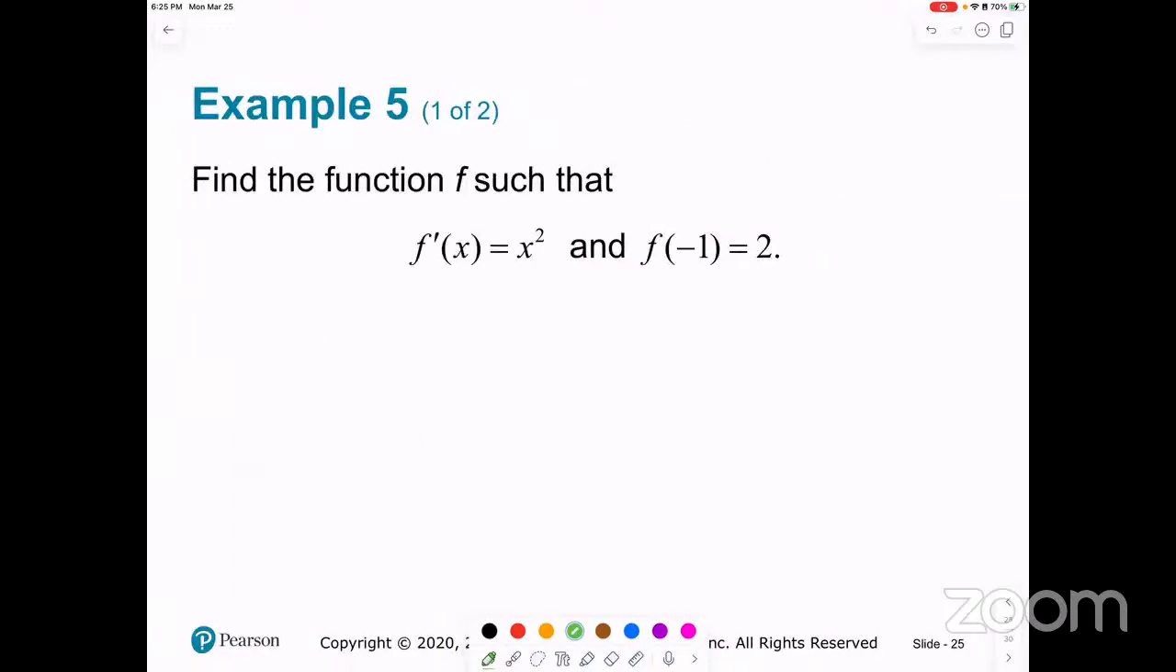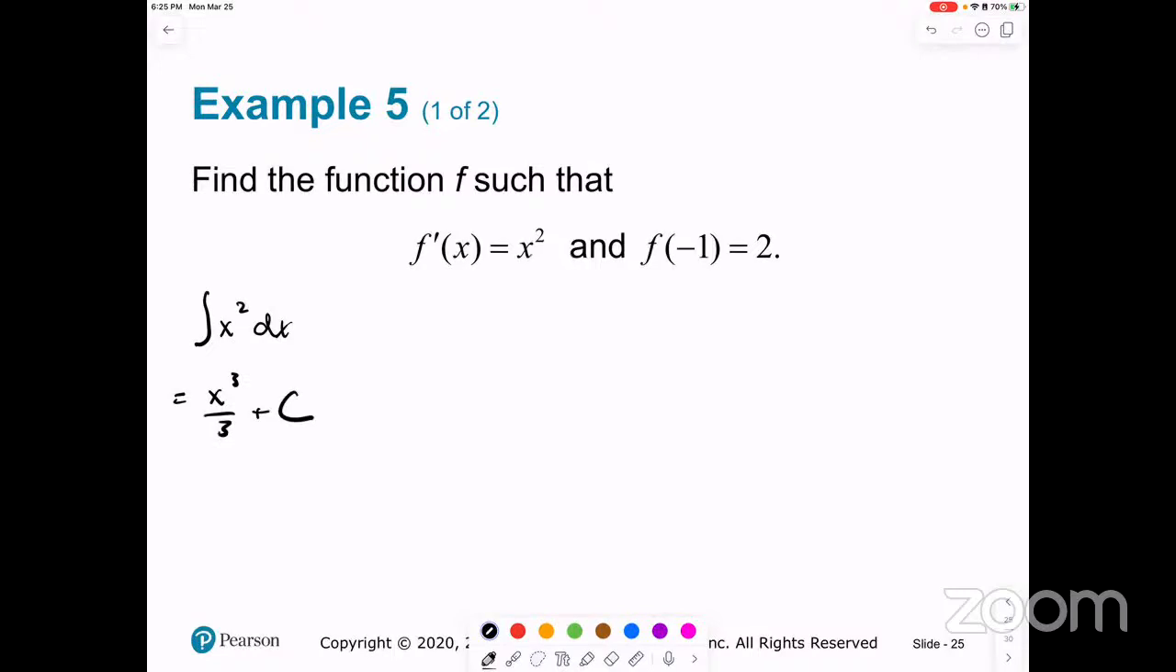So find a function f such that this is the case. Let me see. Okay. So basically what they're asking us to do is to take the integral of x squared dx, right? So let's do that. So that should be what? X cubed over 3 plus some constant.